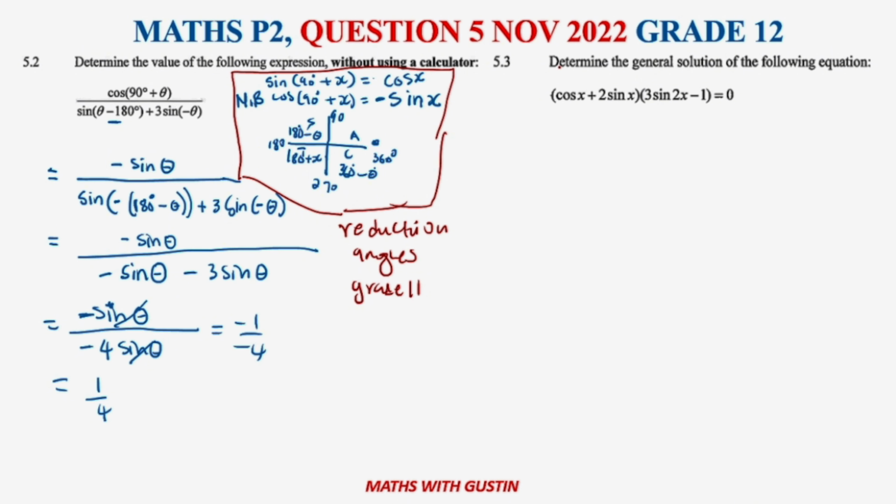Moving right along, let's move to question 5.3. Determine the general solution of the following equation. All right, this one they're just giving us on a silver platter, already factorized straight away. There's no need to remove the bracket here. You're probably asking yourself, but what? No, don't confuse yourself. Let me give you a simple example.